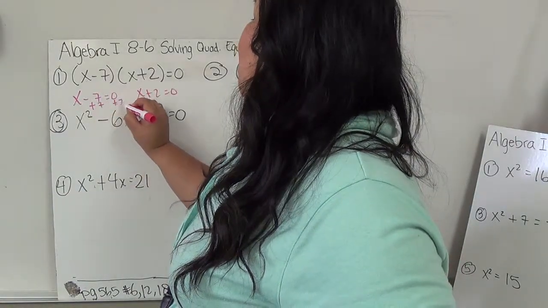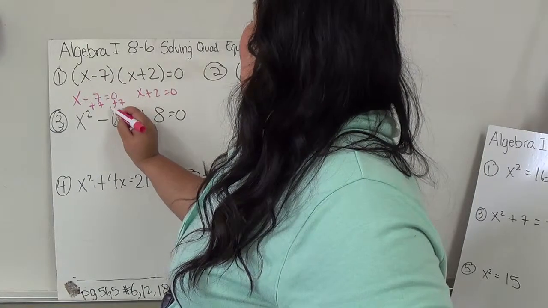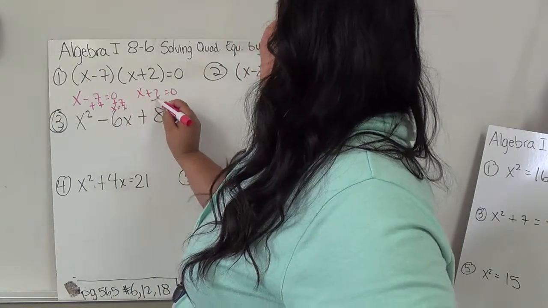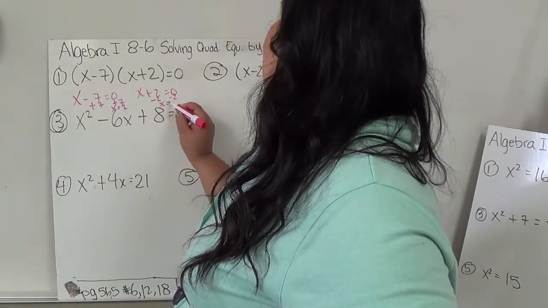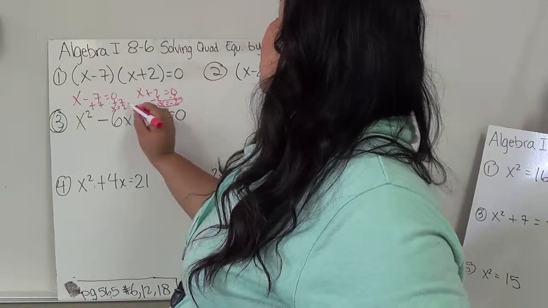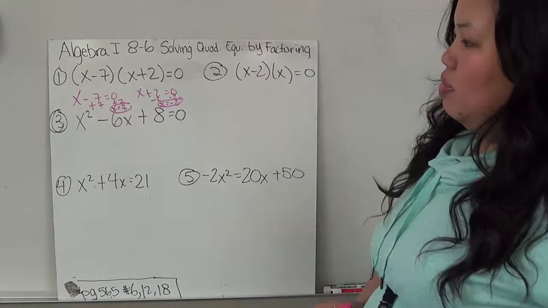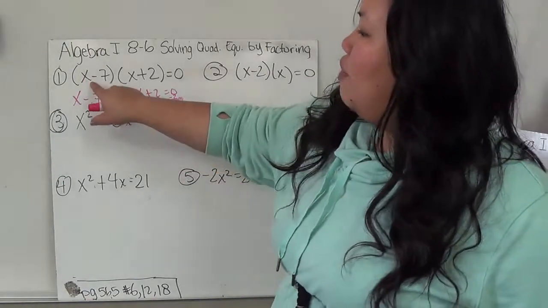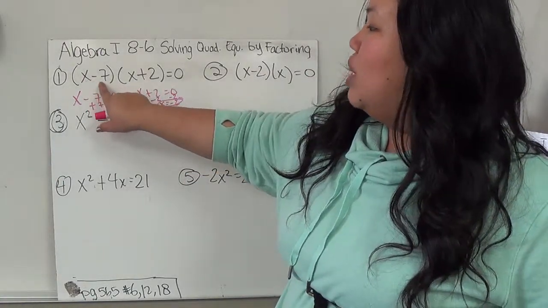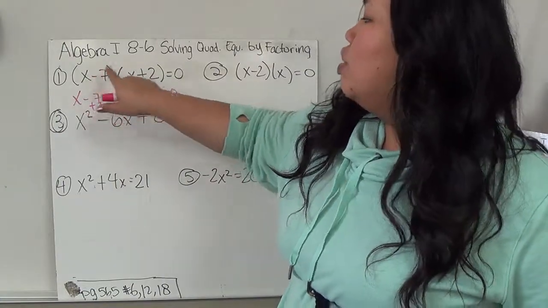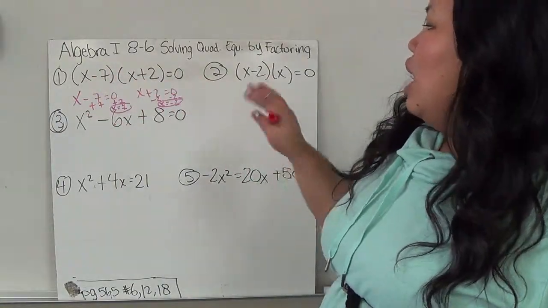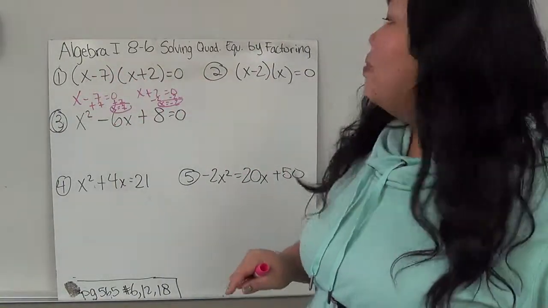I'm going to add 7 to both sides. That gives me x equals 7. And then minus 2 on both sides, x equals negative 2. So my 2 answers are 7 and negative 2. Because if I put 7 in here, this will be 0. This won't be 0, but 0 times this will give me 0. And vice versa.